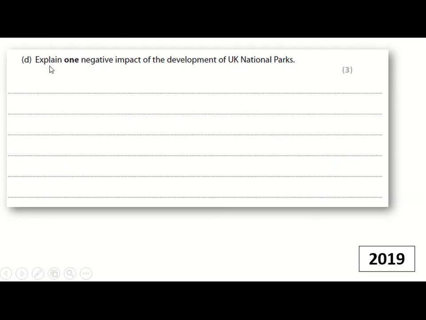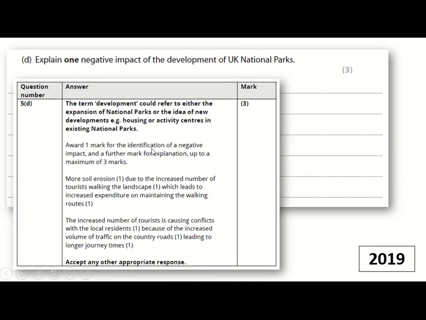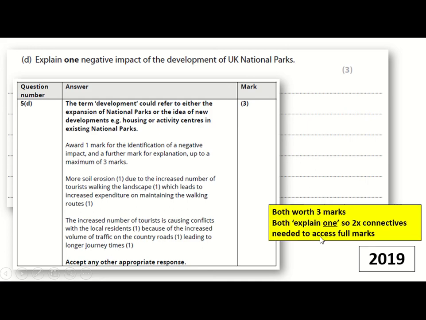In 2019, explain 1 negative impact on development of UK national parks for 3 marks. Again, pause the screen, off you go. Okay, and again, nice and straightforward. It's exactly the same question, okay? They're both worth 3 marks. You have to explain one, so you need at least 2 connectives to access full marks.